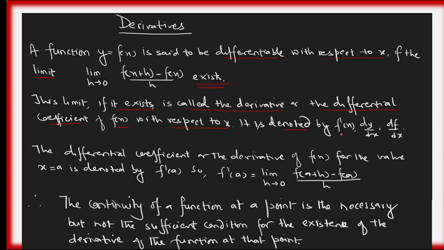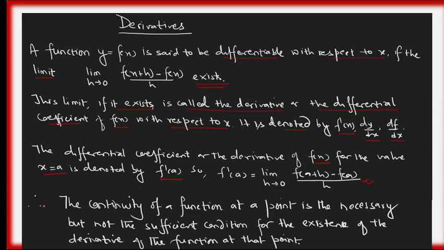It is denoted by f dash x or dy by dx or df by dx. In the same way, the differential coefficient or the derivative of f of x for the value x equal to a is denoted by f dash a. F dash a equals limit h tends to 0, simply x is replaced by a. You can remember it that way: f of a plus h minus f of a by h.